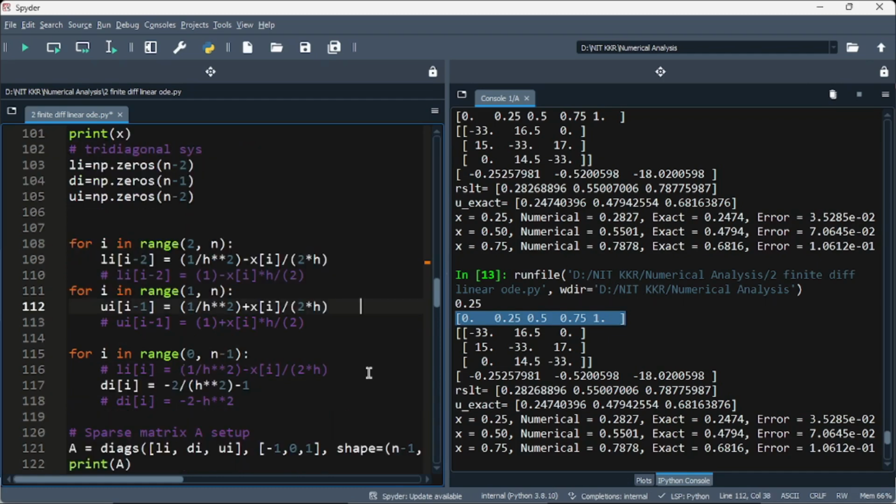This is the diagonal system that we have written here, where i is in range 0 to n minus 1. That is 0, 1, 2, which in our language means starting from 1, 2, up to n minus 1, which is 3.